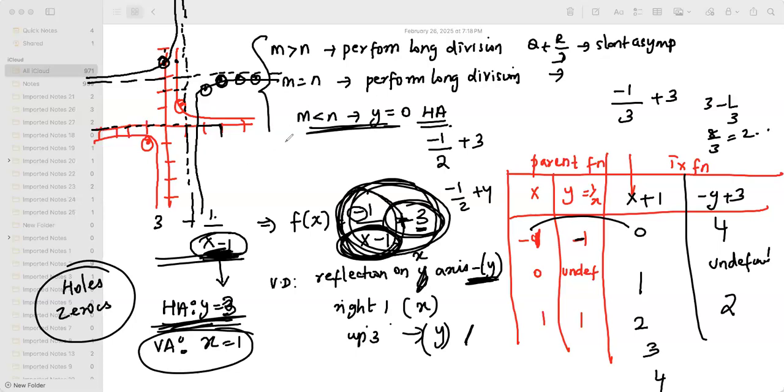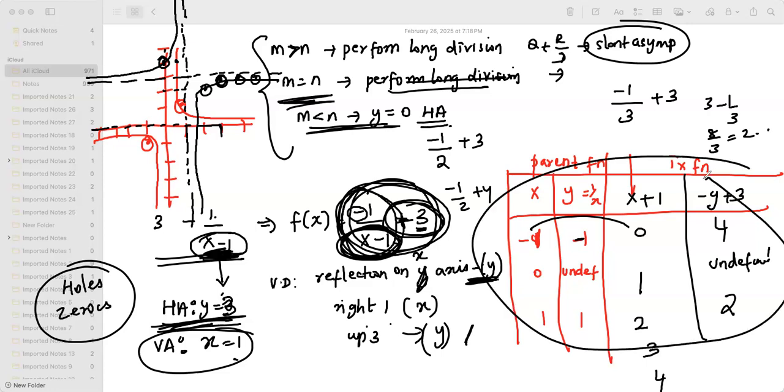The main thing is first find out the degree of the numerator and denominator. Based on that, you will end up performing long division. When you perform long division, when m is greater than n, meaning the degree of the numerator is greater, you will end up with a slant asymptote. M is equal to n in these cases, right here. You have to perform long division, find the horizontal asymptote, vertical asymptote, put points in the graph, then you'll get the graph. Any questions?